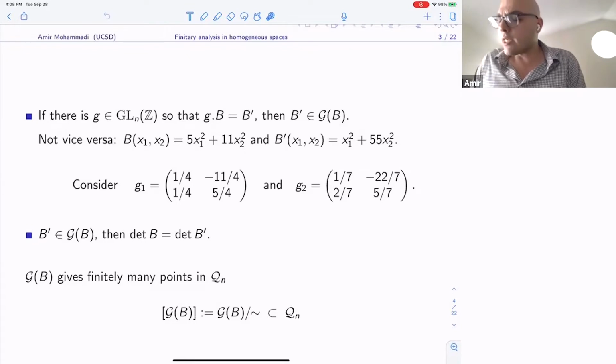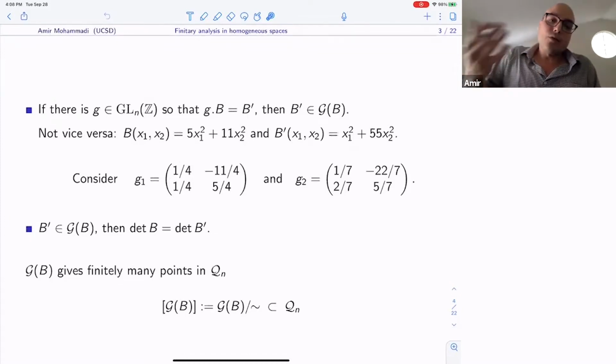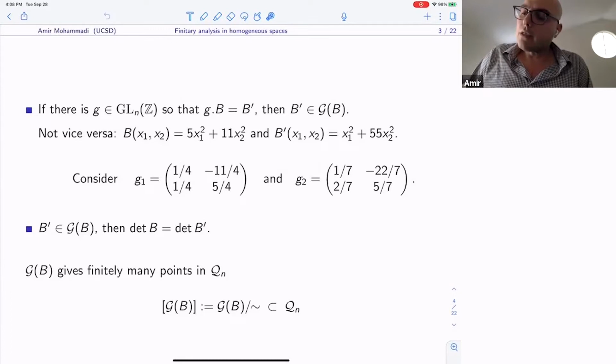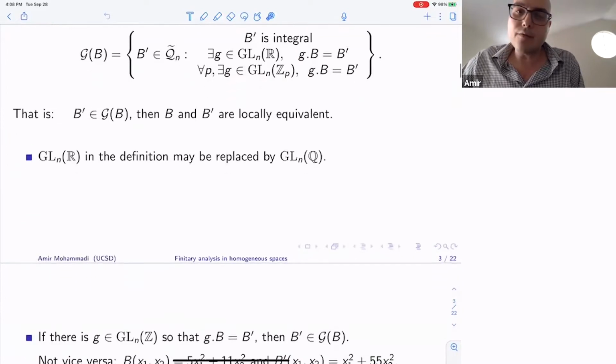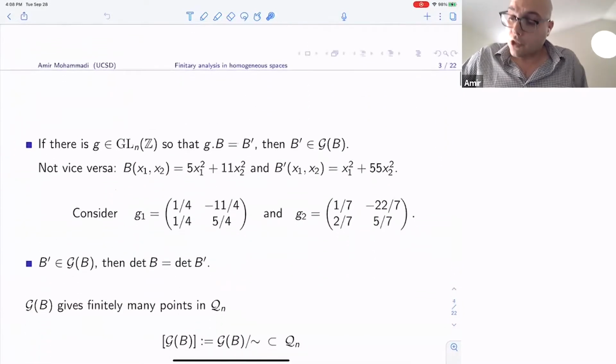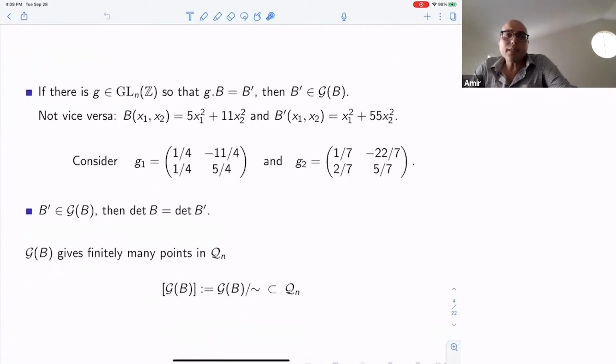But the genus for a quadratic form, for a positive definite quadratic form, usually has many points. And another remark is that two forms that are in the same genus, of course, have the same determinant because they are equivalent over all Z_p. This is basically saying that the determinant of the two forms, which is a rational number, is going to be a unit over all p-adics. So that's what it is.